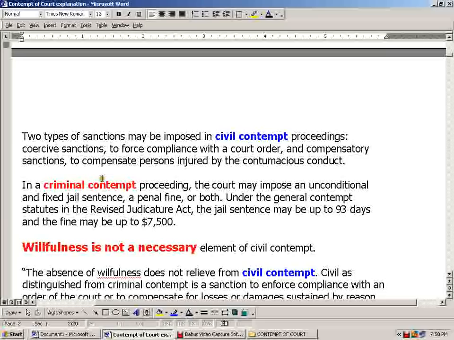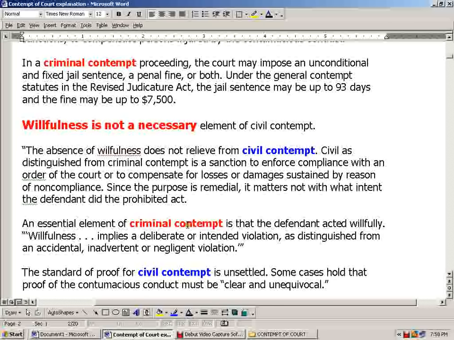Two types of sanctions may be imposed in civil contempt. Coercive sanctions to force compliance, and compensatory sanctions to compensate the person injured. In criminal, the court may impose an unconditional and fixed jail sentence, a penal fine, or both. Under general contempt statutes, a jail sentence may be up to 93 days, and the fine may be up to $7,500.